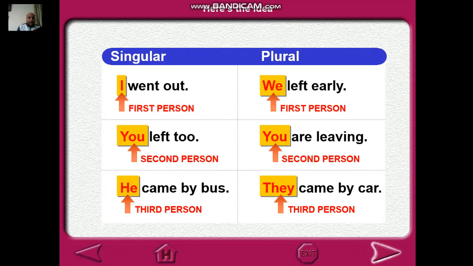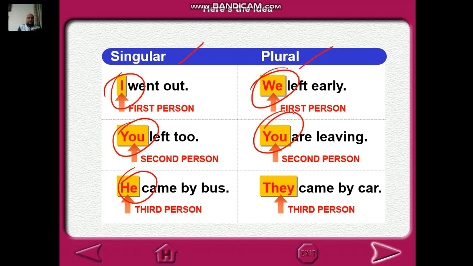Here, of course, I have I went out. It's a first person, I. You, second person. He is a third person. Okay? When you are talking about yourself, I, it's the first person. You, it's the second person. And he is the third person. That's singular. However, plural, it's going to be we when we are talking about a lot of people, including yourself. You is going to be the same in second person, whether in singular or plural, and they is going to be the third person, okay, plural.